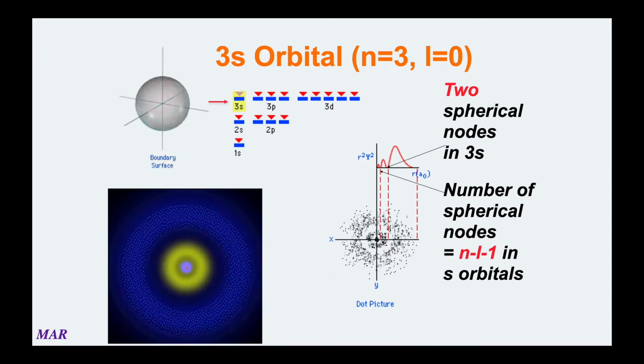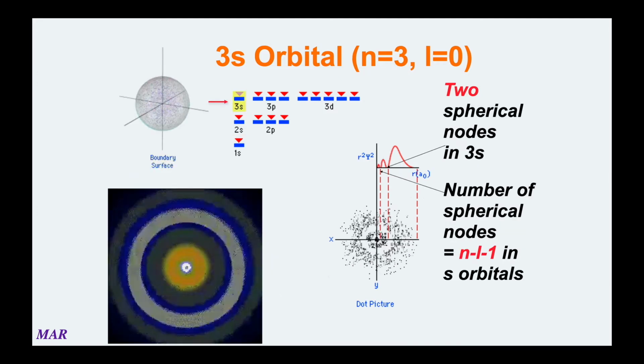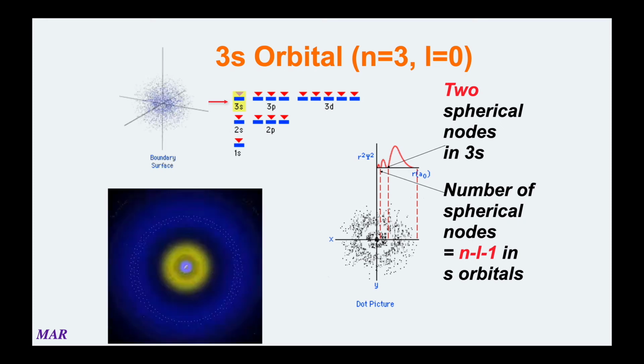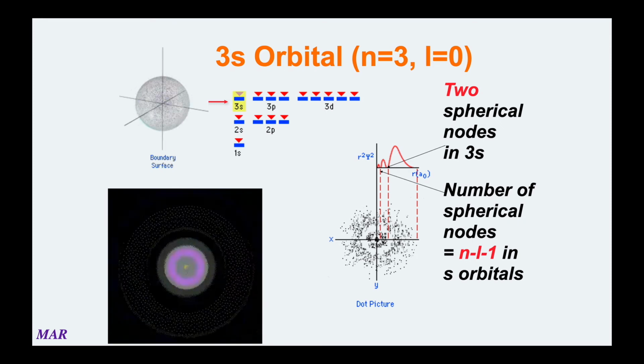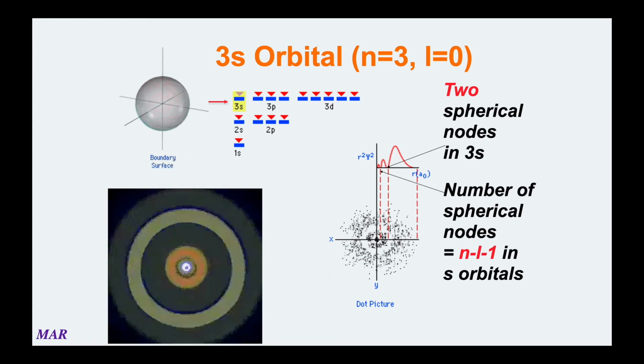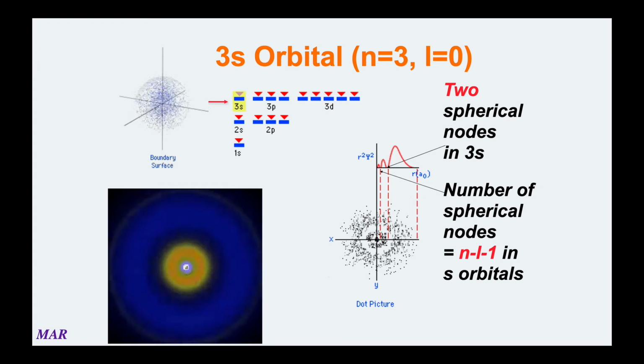That's kind of important. 3s is bigger yet, all right? It's even bigger than 2s and is getting bigger. You went from 2 to 3. There's two spherical nodes, which you can see in those little graphs there on the right.